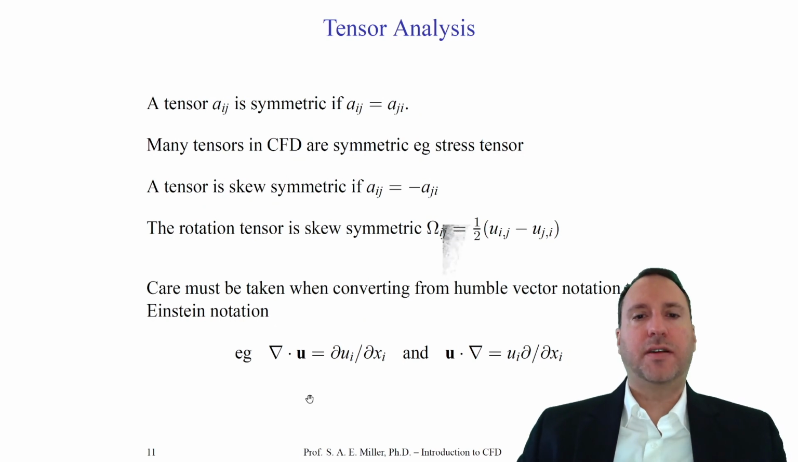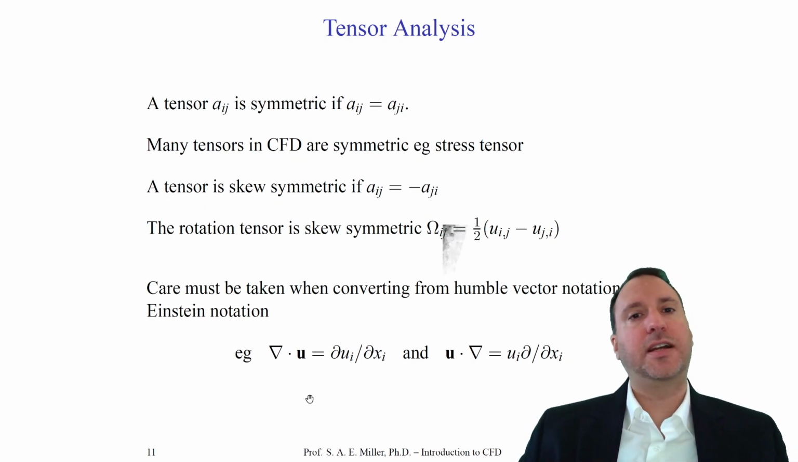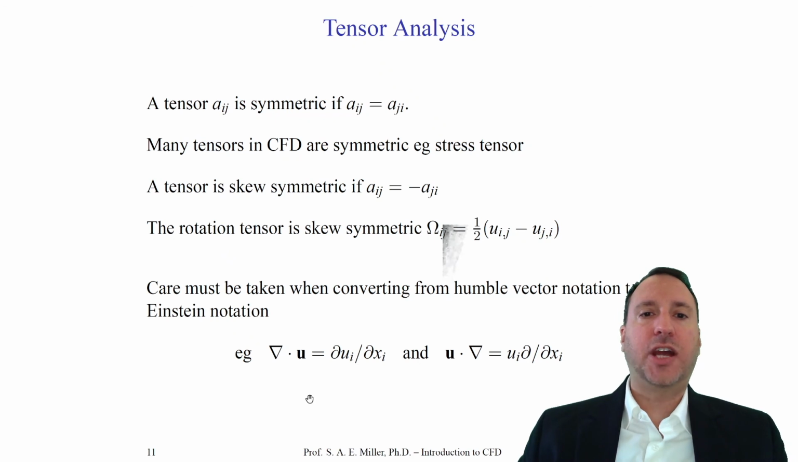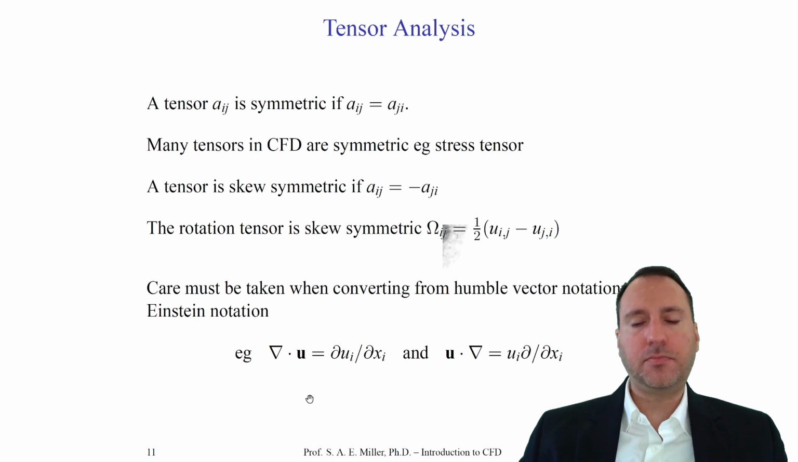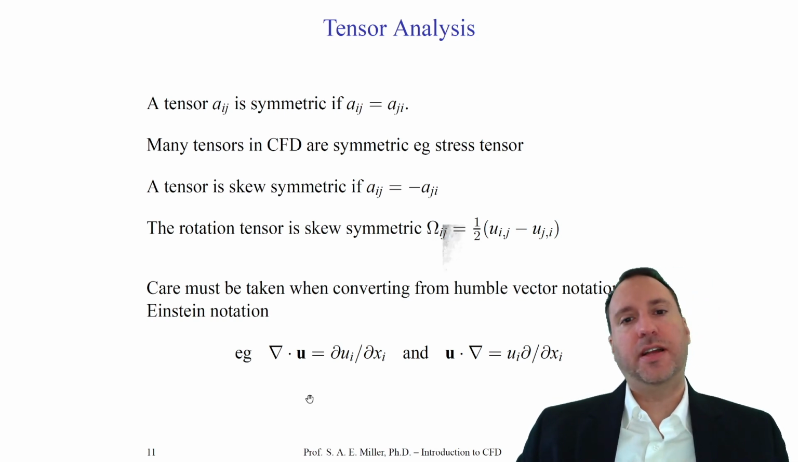Some properties of tensor analysis. Remember, a tensor is symmetric if, for example, a sub ij equals a sub ji. That means the off-diagonal terms are equal to each other across the diagonal. For example, a12 would be equal to a21. Thankfully, many tensors in computational fluid dynamics and fluid dynamics in general are symmetric. This is an amazing fact which helps us reduce the number of equations we need to solve when modeling Reynolds stress and turbulence models. A tensor is skew symmetric if a sub ij equals negative a sub ji.